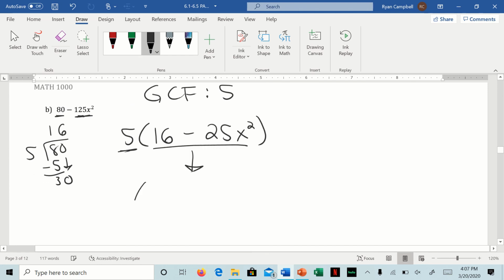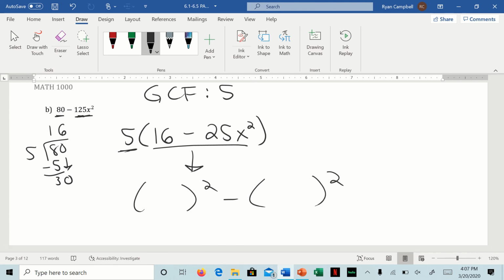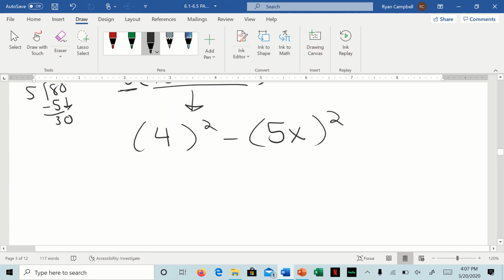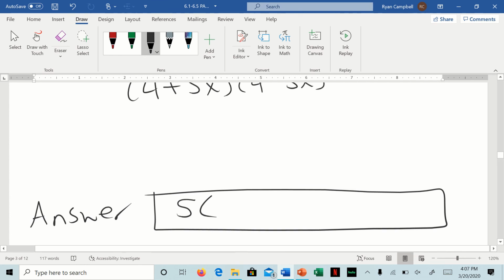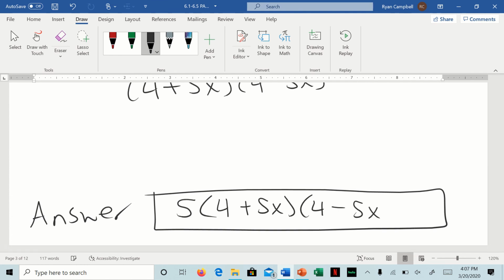All right. So what squared minus what squared? 16 is 4 squared. 25x squared, we see that's just 5x, right? 5 squared is 25. X squared is x squared. So 4 plus 5x, 4 minus 5x. But as we already know, that's not the final answer because we have to have a 5 out front. All right, and that's it.